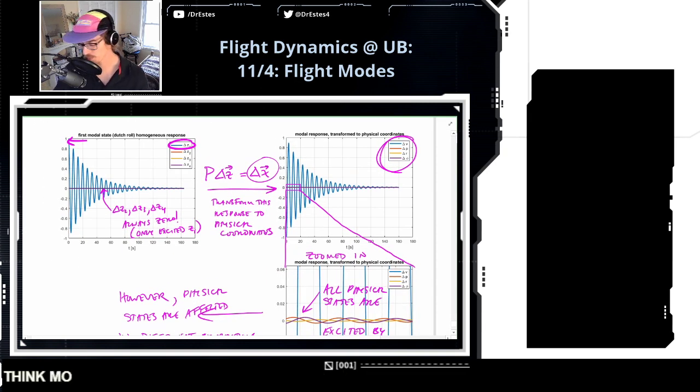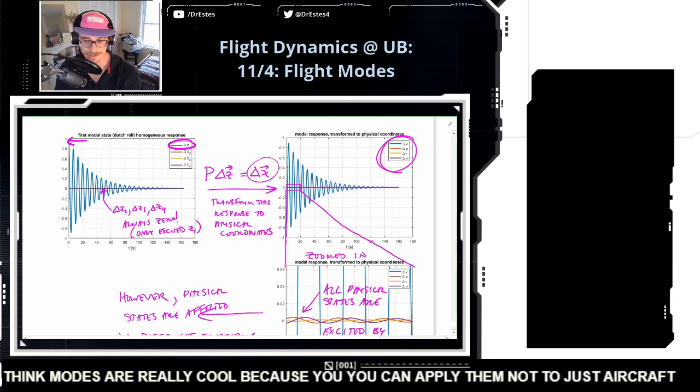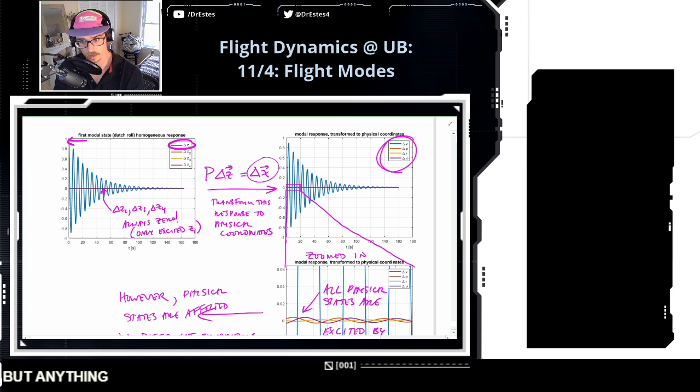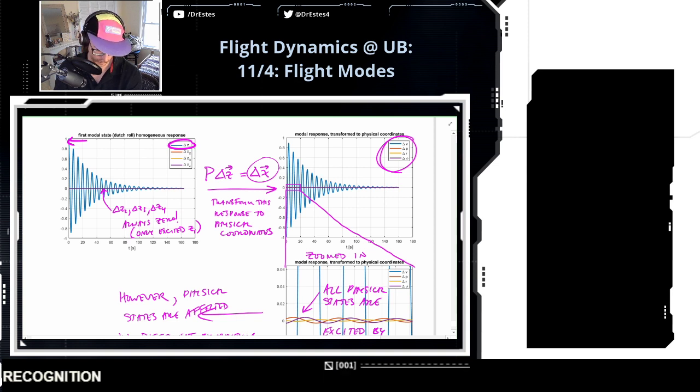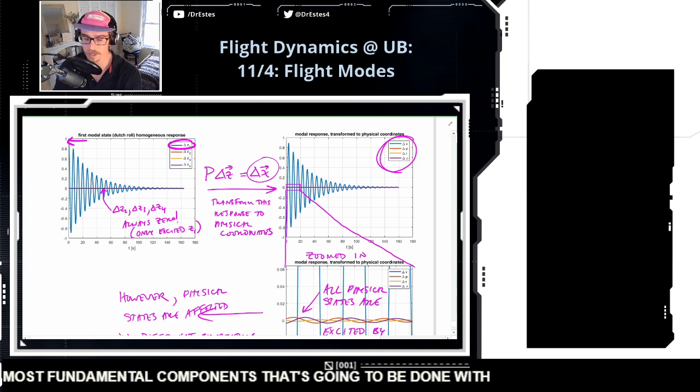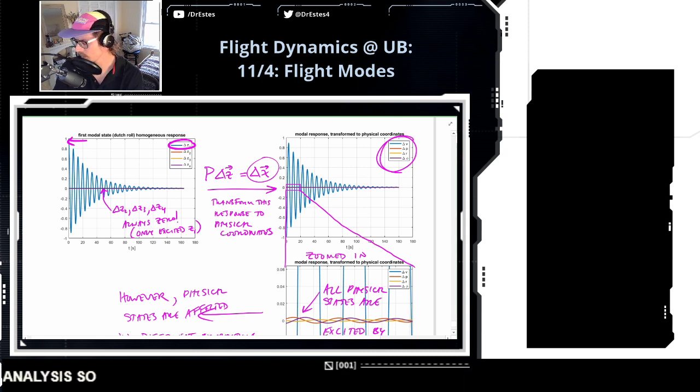I think modes are really cool because you can apply them not just to aircraft, but to anything. Really, anything. This type of analysis is used in facial recognition, pattern recognition. Anytime you want to distill something to its most fundamental components, that's going to be done with some kind of eigenvector analysis. So it's pretty fascinating stuff.